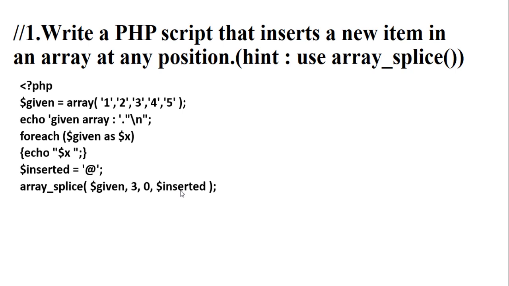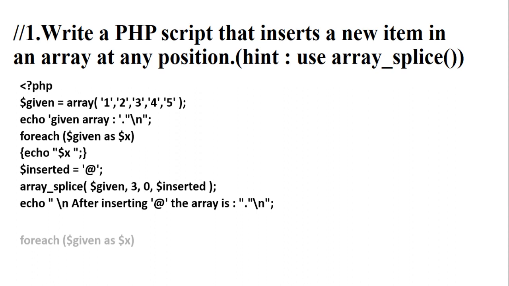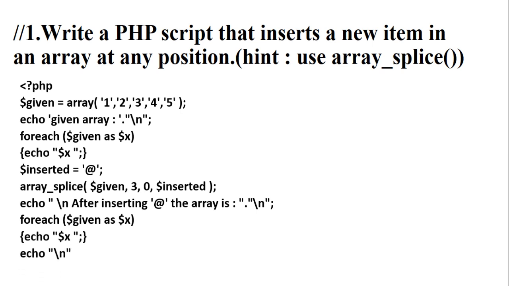See, $inserted. Inserted means what? This character. I want to insert this character at which position? At the third position. So here we are inserting the @, and let's see. Again, display all the elements by using the foreach. Here we are displaying the elements on a new line and then close.